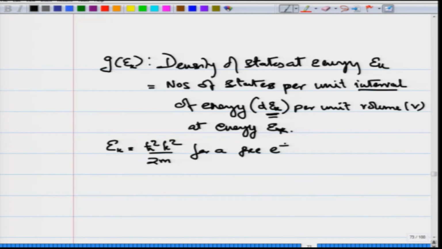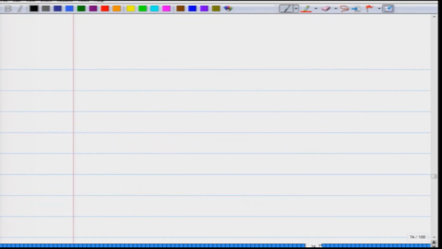So, this is the density of states, and G of Ek is Gk dk by dEk. This we have already seen. So, let us now go ahead and calculate this.